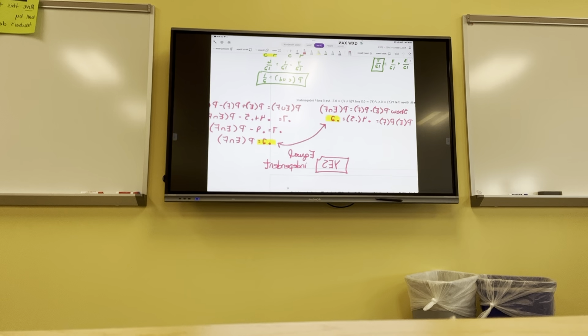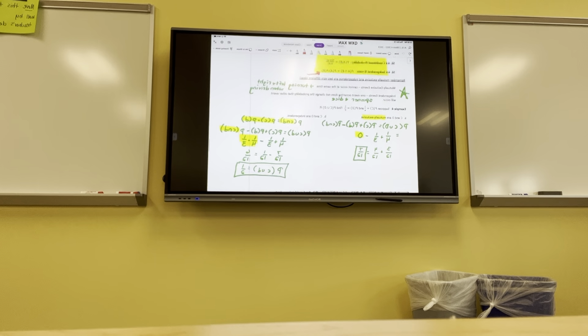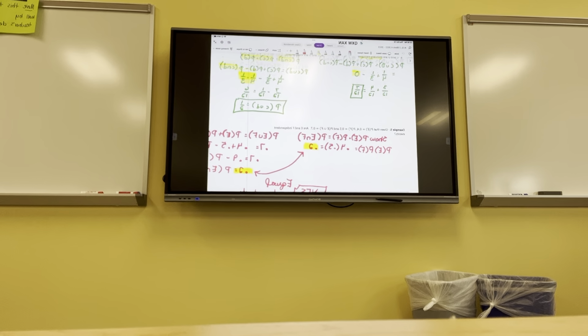So you're really just using 3 formulas over and over again. You're using that the individual probabilities multiplied together equal the intersect. You're using that the union equals each one added together minus the intersect. And then the conditional one, which is up there.